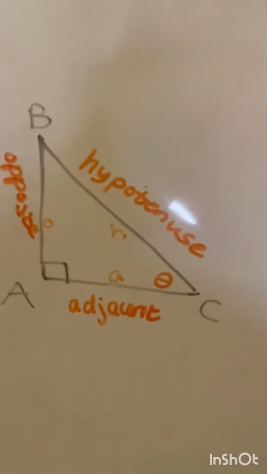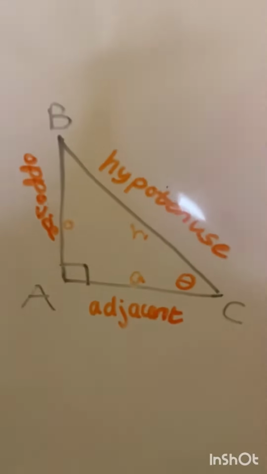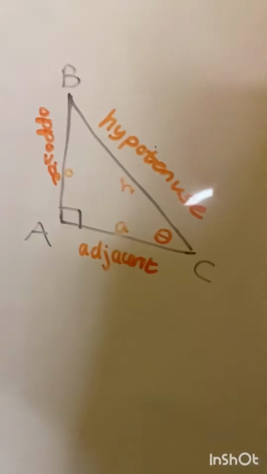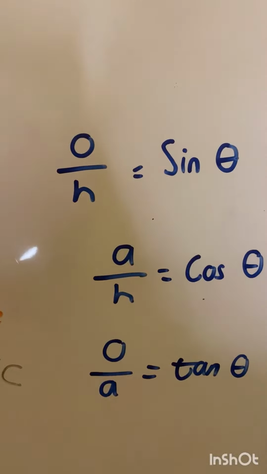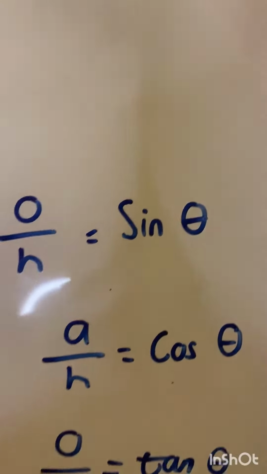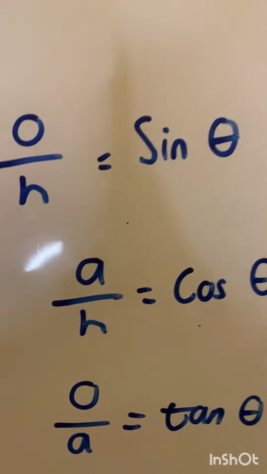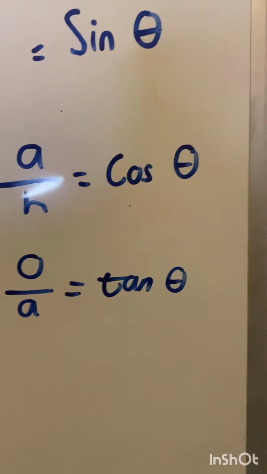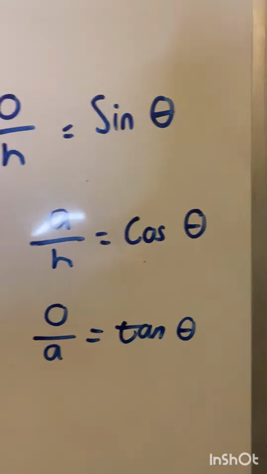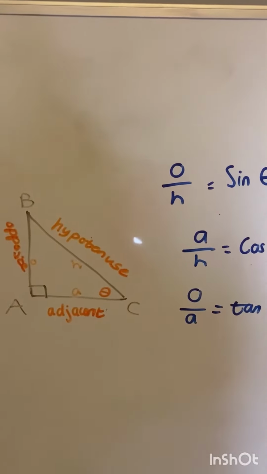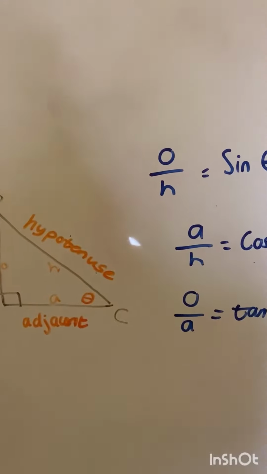With these three sides, we can make three common ratios: the opposite side and the hypotenuse, the opposite side and the adjacent, and the adjacent and the hypotenuse. All three of these ratios have a name. The opposite side over the hypotenuse is sin theta. The adjacent side over the hypotenuse is called cos theta, and the opposite side over the adjacent is called tan theta. As long as the angle stays constant, these simplified ratios will always stay constant.